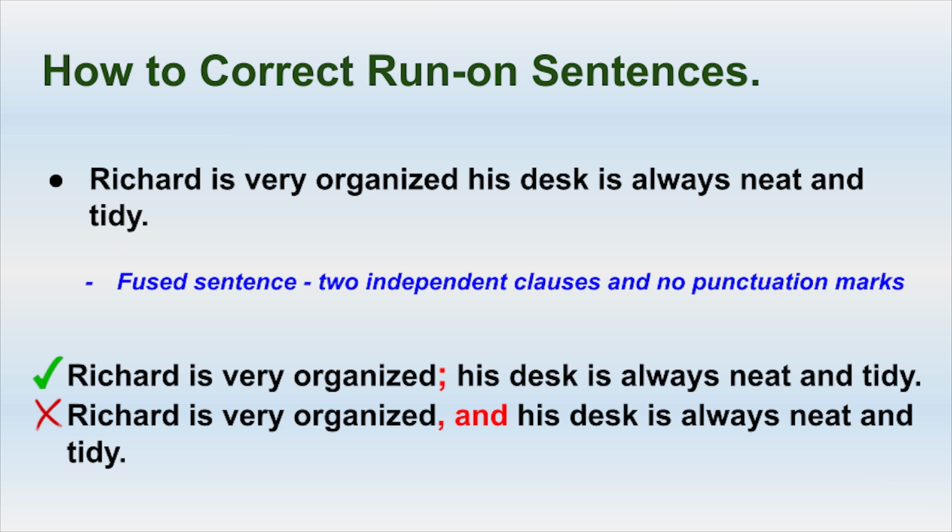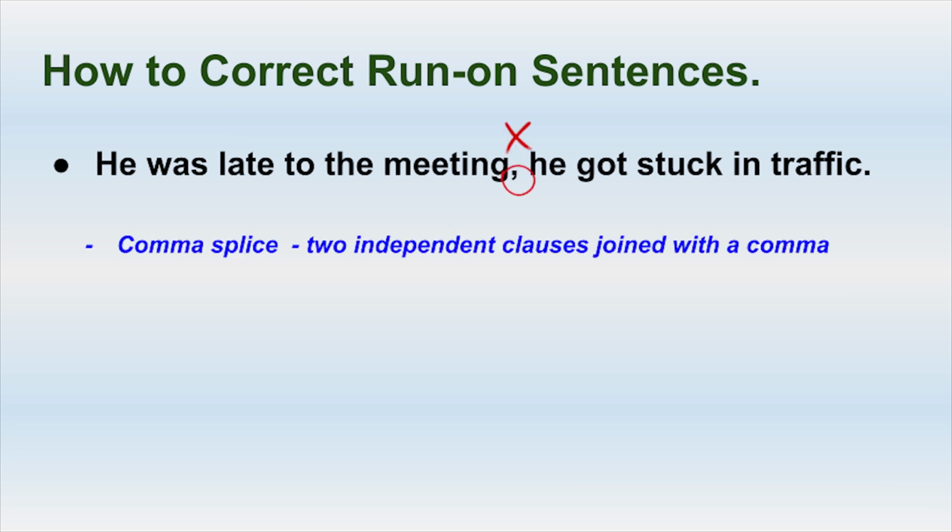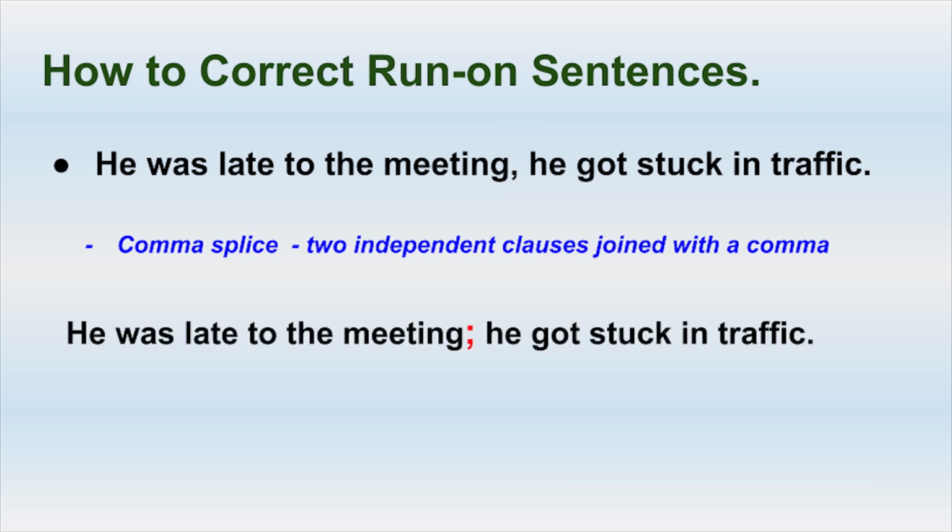And for our final example: He was late to the meeting. He got stuck in traffic. This is a run-on sentence with a comma splice. These 2 clauses are related. The reason he was late for the meeting is because he got stuck in traffic. So our appropriate correction is to use a semicolon. He was late to the meeting; he got stuck in traffic.